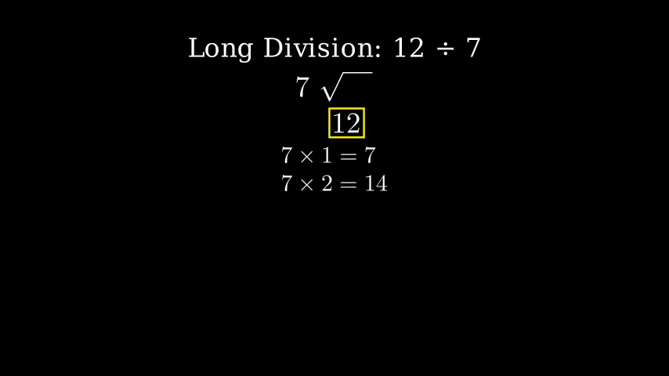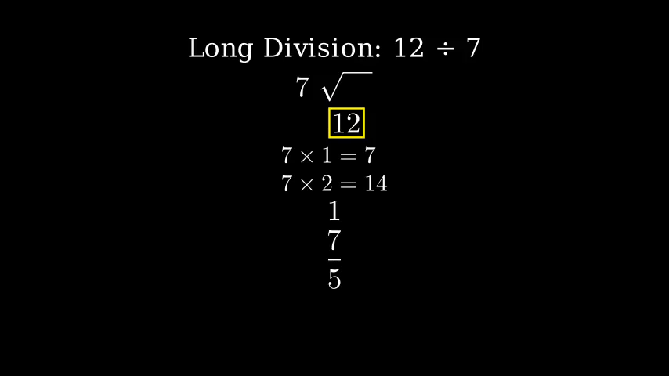Let's calculate. 7 times 1 equals 7. 7 times 2 equals 14. Since 14 is too large, 7 goes into 12 one time with a remainder. Now, we multiply 7 by 1, which gives us 7. We write this 7 under the 12 and subtract. 12 minus 7 equals 5.